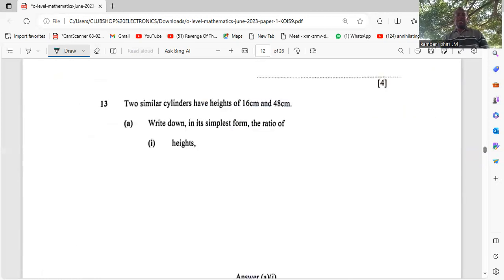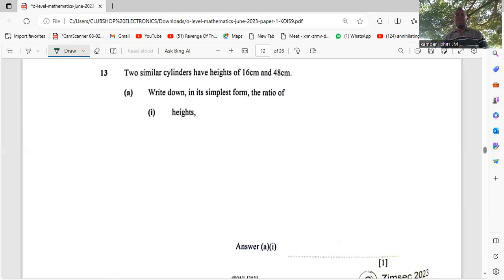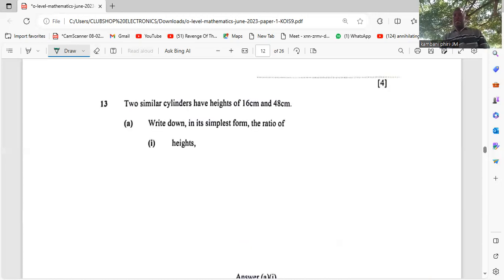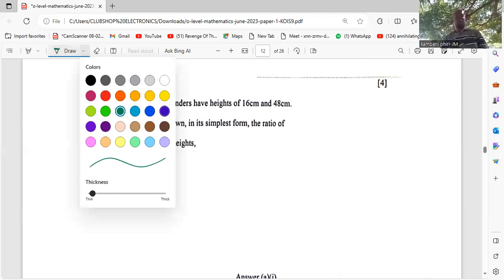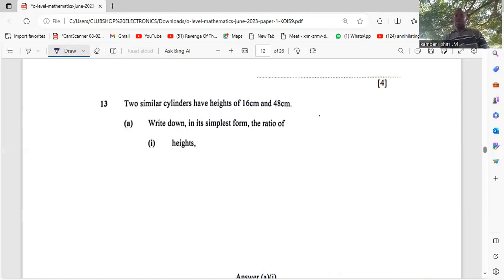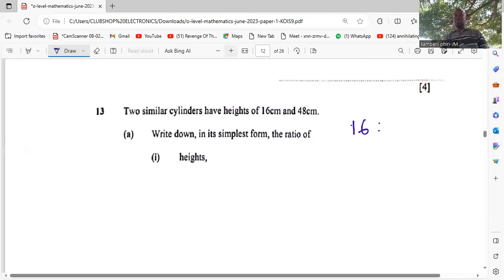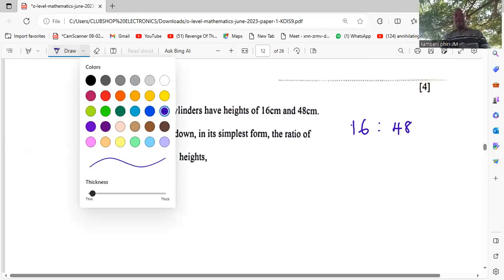Question 13. Two similar cylinders have heights 16 to 48. Now you need to check if at all it's possible to reduce this. You need to check if it is possible to reduce it.